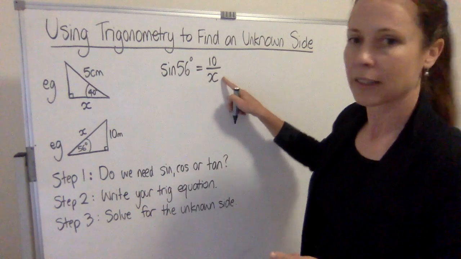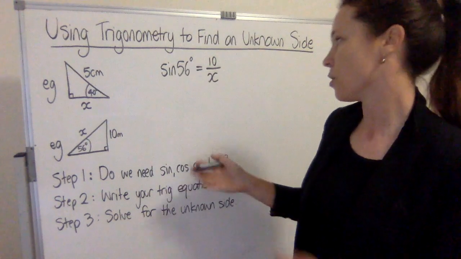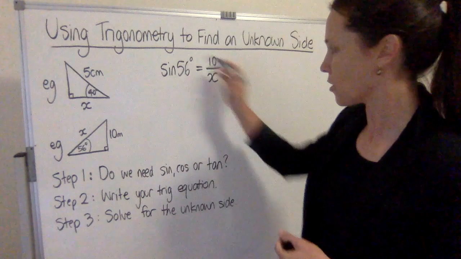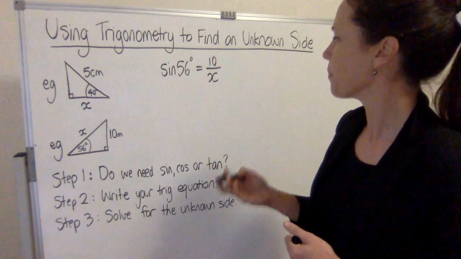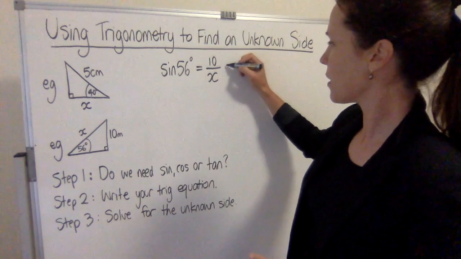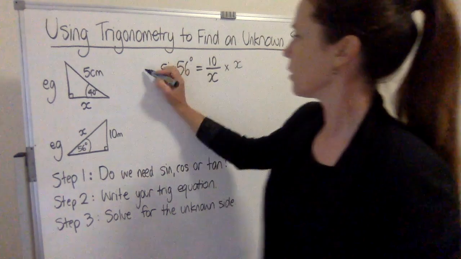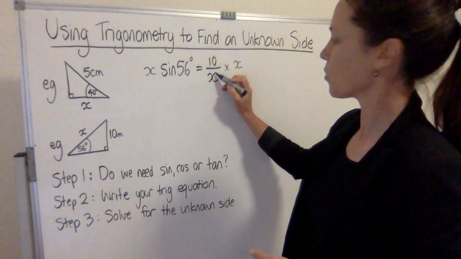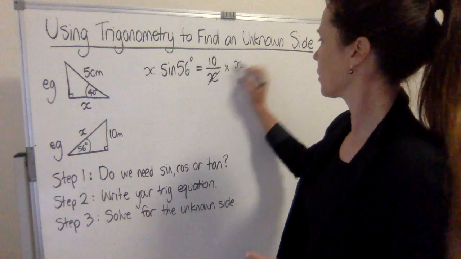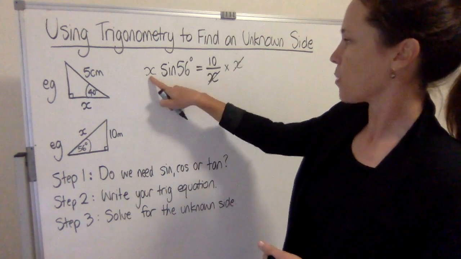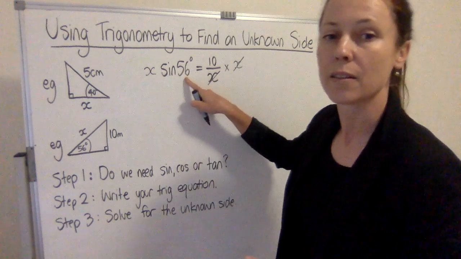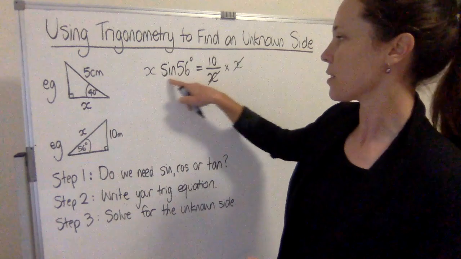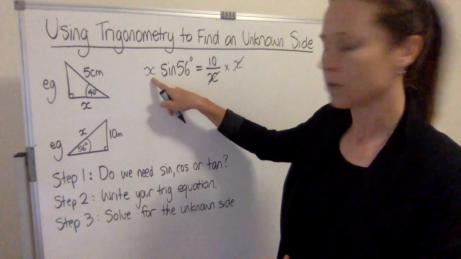Now when you're solving one like this, you can either do it in 2 steps or in 1, depending on whether you like to make a leap or if you like to just plod through and do each step one thing at a time. But if I multiply both sides here by x, then the x's will cancel on this side, won't they? Now, how do I get x by itself here? Well, at the moment I've got x times sine 56. So I need to divide by sine 56 to get the x on its own, okay?